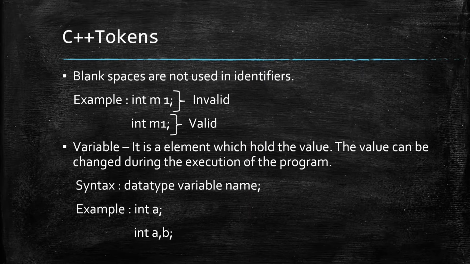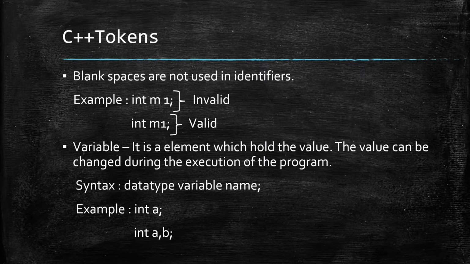Now what actually does variable mean? So variable is an element which holds the value. The value can be changed during the execution of the program. I have already given you an example for it. Int a. Suppose I give the value for int as 2, right? Where am I storing that value? In a. So a becomes my variable.